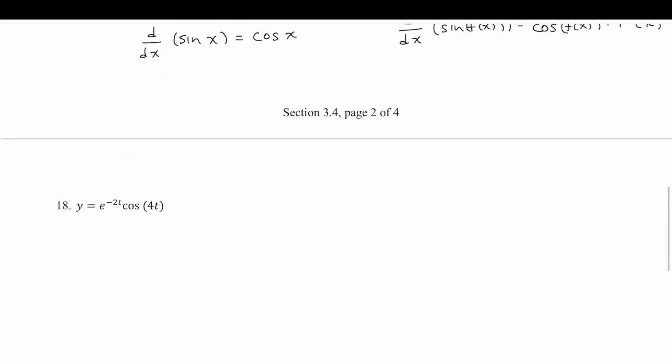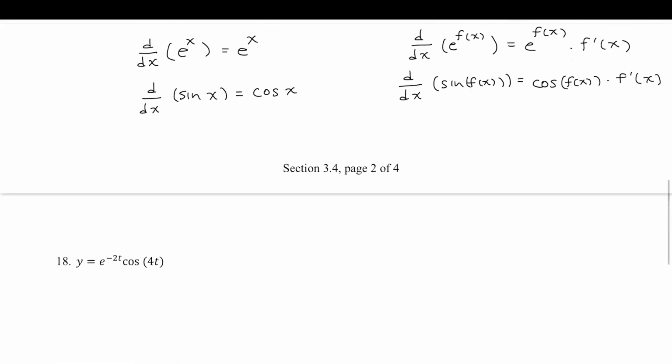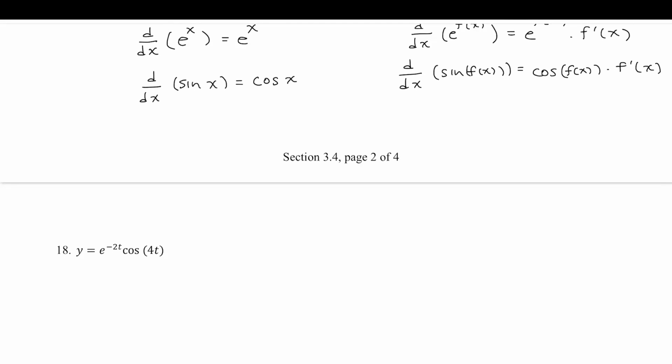So here's number 18. Let's see if I can keep that visible from your textbook. And notice that this is a product. So in addition to using the chain rule, we're going to have to use the product rule. So it's important that we recognize the first function and the second function in the product. Now I'm going to do a little sidebar and just take the derivative of each of these pieces separately.